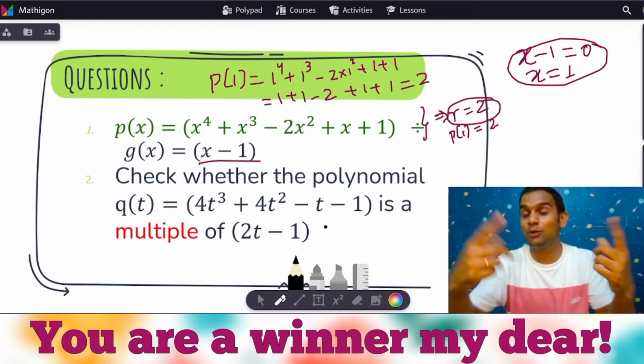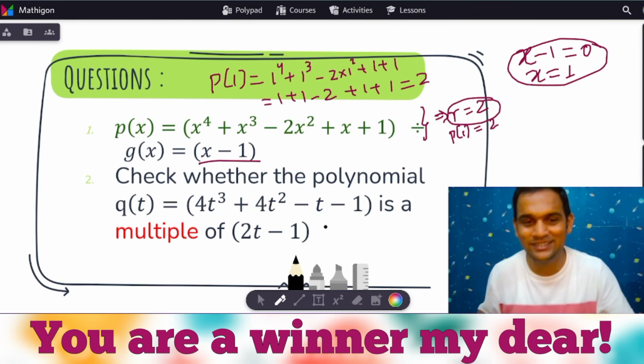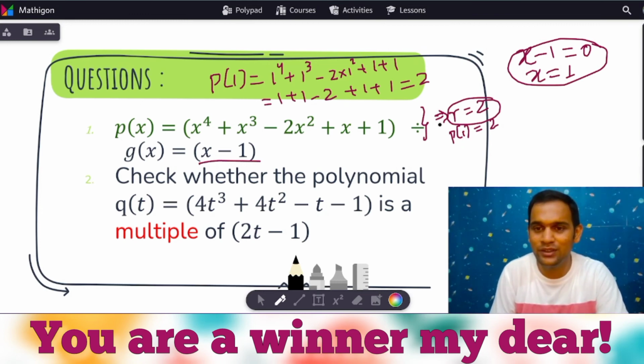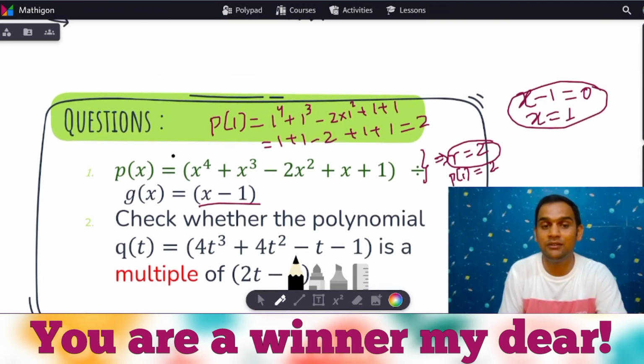When can we discuss multiples and factors? When we have the remainder as 0. Yes, let's try to understand that. But before that, let me write this particular division in the form of the division algorithm. So how will that be written? Dividend, that is equal to x to the power 4 plus x cube minus 2x square plus x plus 1. Oh my goodness, that's so big. This is the dividend.